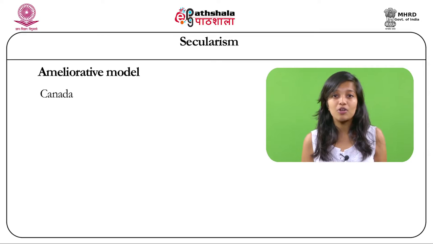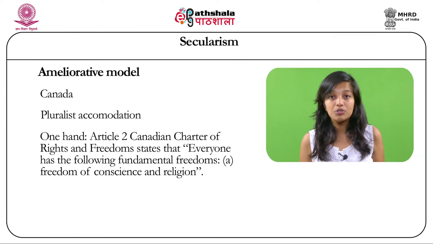Canada follows what is called pluralist accommodation. So on the one hand, if we refer to Article 2 of the Canadian Charter of Rights and Freedoms, it states that everybody has the following fundamental freedoms. Subsection A, freedom of conscience and religion. Therefore, the freedom of religion is strongly entrenched within the constitution.